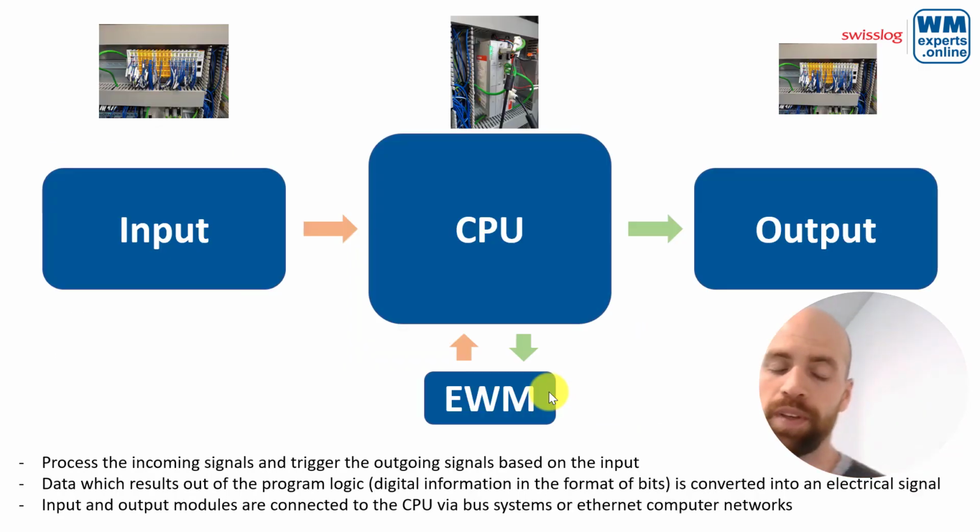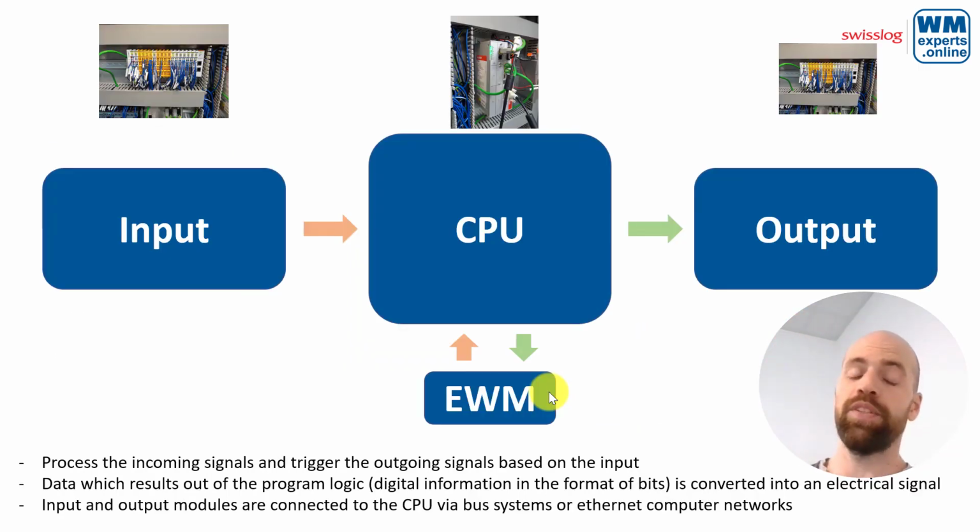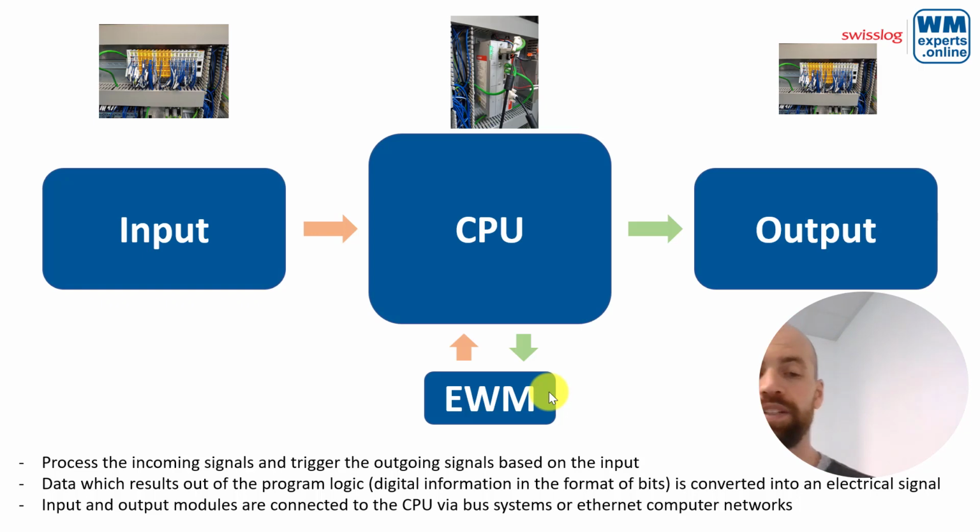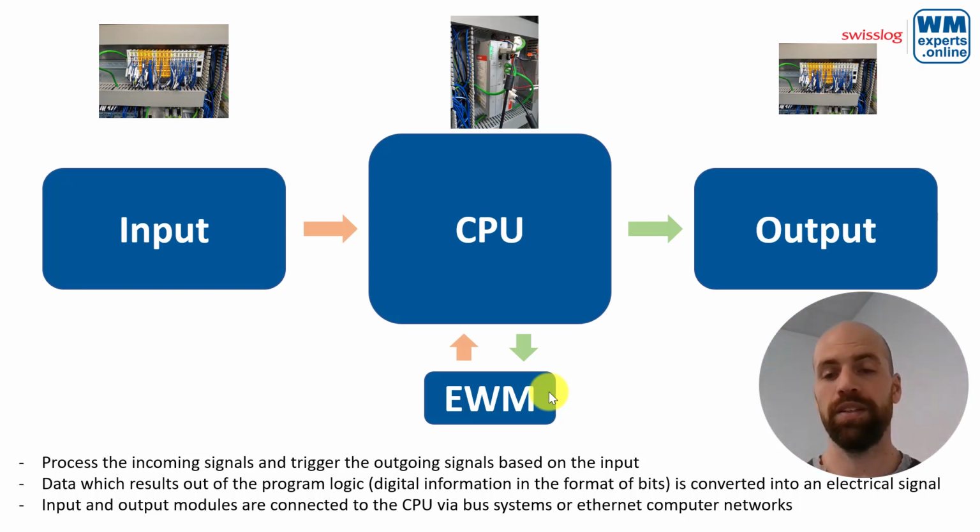Having said that, follow-up action also means the CPU also has an output. And the same way as it has an input from EWM or from the sensor level, it has an output. So it could, for instance, set output signals to high. So basically, like converting the digital information, which is a result of the program logic, into an electrical signal, which is sent to an output.